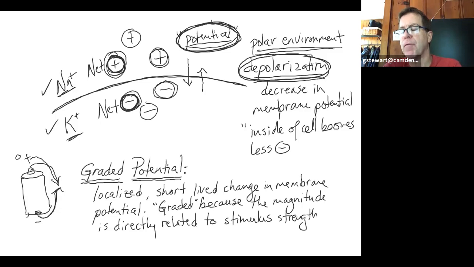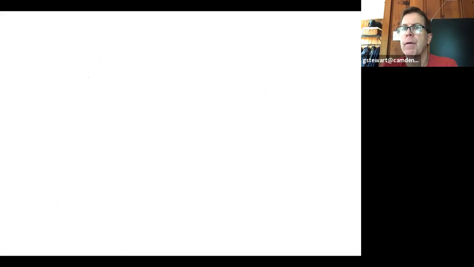Now we're going to use some of these words. Graded potentials occur at or around the soma, the body of the nerve cell, including dendrites. So they occur at or around the soma of the cell. If a graded potential, let me go to another board here.